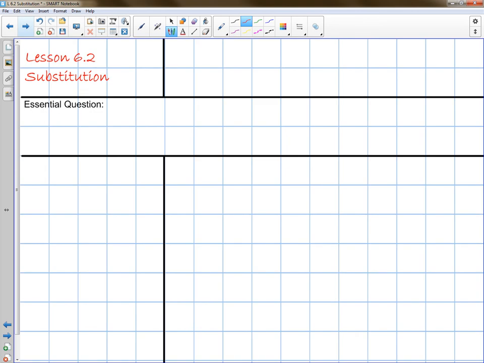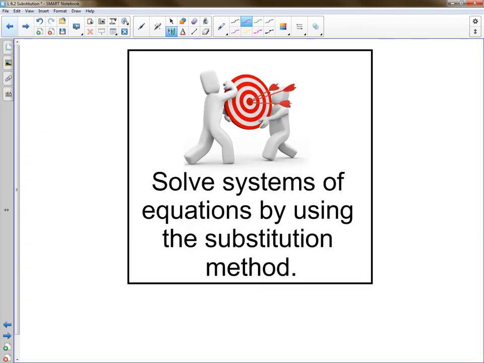Remember to set up your Cornell notepaper. Put up in the upper left hand corner what lesson it is. This is substitution. Your essential question: if you've got a more creative way to write the essential question, go for it, but here is the learning target. You can hit the pause button, get it all set up, and then when you're ready, hit resume.